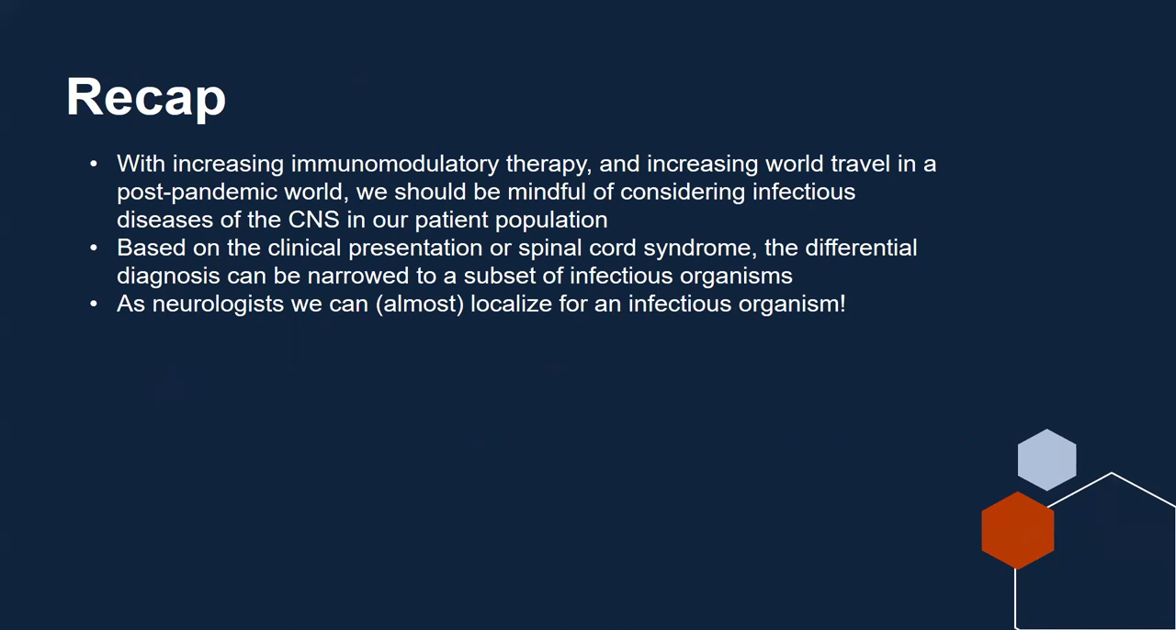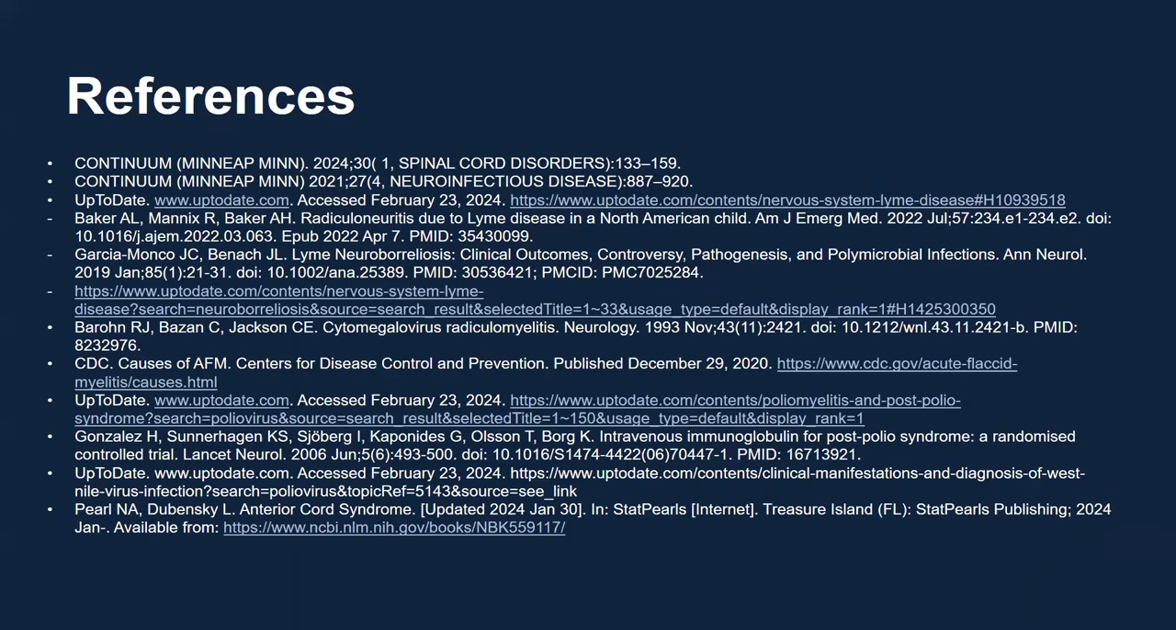So just to recap, I do think this is an important topic because with the increasing immunomodulatory therapy and increasing world travel, we should be mindful of considering infections in our patient populations, both adult and pediatric. Based on the clinical presentation or spinal cord syndrome, the differential diagnosis can be narrowed to a subset of infectious organisms, which means as neurologists, we can almost localize to an infectious organism. So here are my references. And if anyone has any questions.